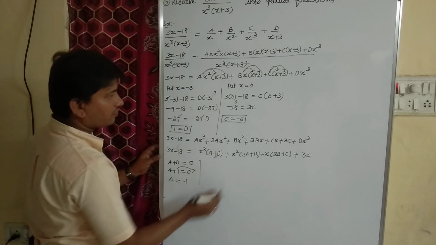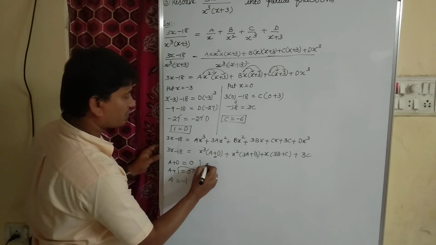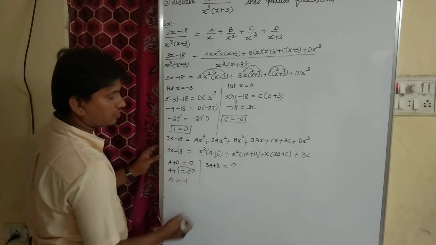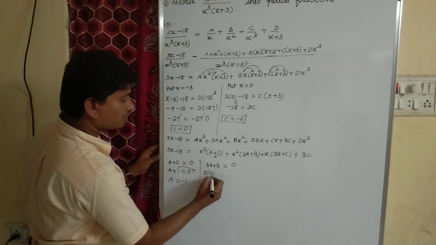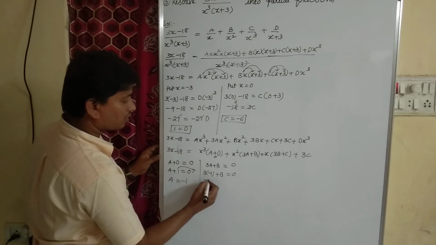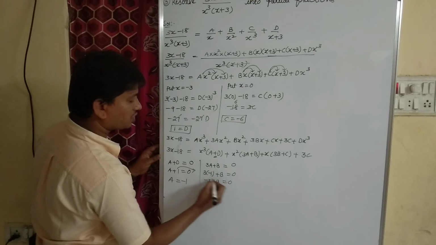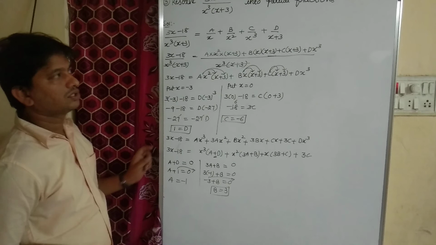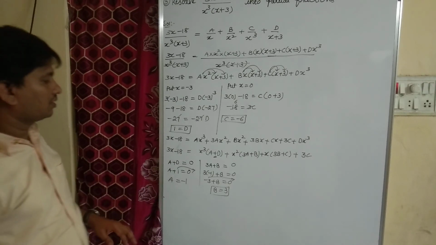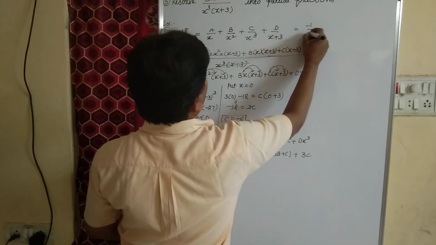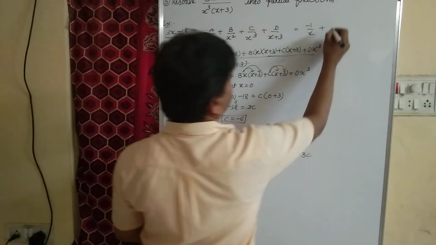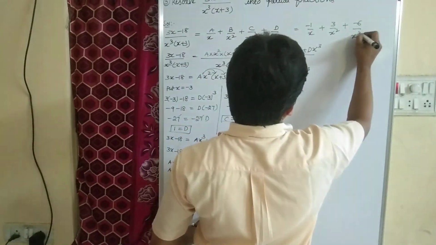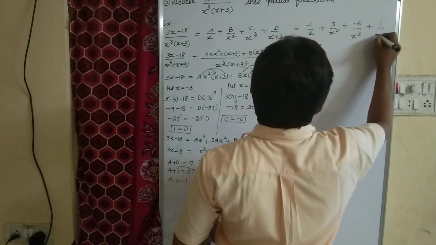Similarly, what is the x square coefficient? The x square coefficient is 3a plus b equals, here we don't have an x square term, so 0. Already we got the value of a as minus 1, so minus 3 plus b equals 0. Transposing minus 3, you will get b equal to 3. Children, we got the values of a, b, c, d. So a means minus 1 by x, b means 3 by x square, c means minus 6 by x cube, d means 1 by (x plus 3).